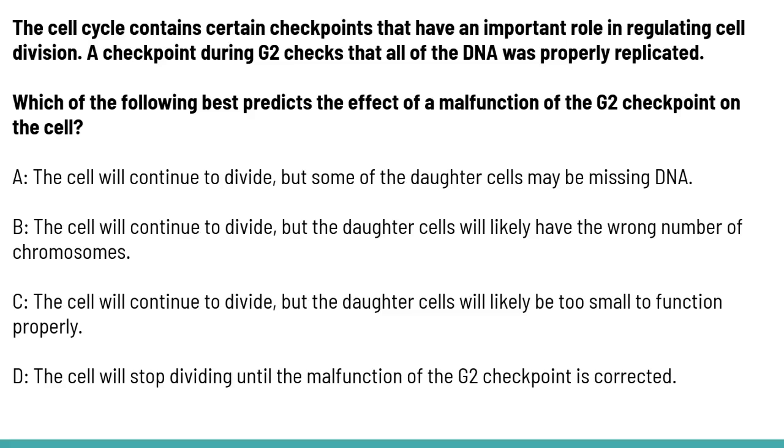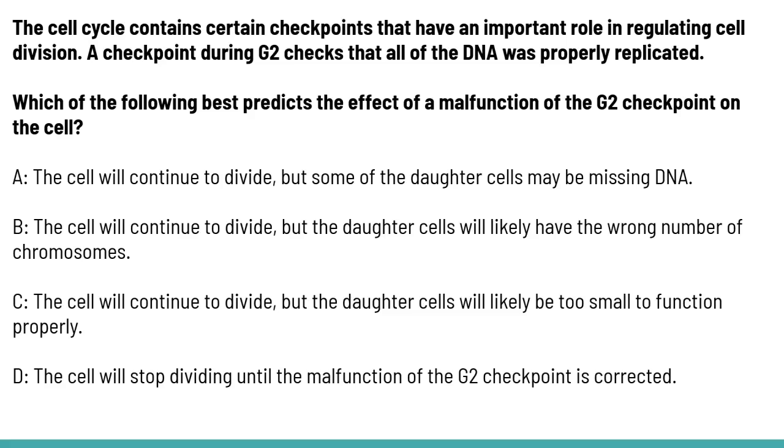This is a little bit of a tricky question. This is from College Board, but I want to go over this. The cell cycle contains certain checkpoints that have an important role in regulating cell division. A checkpoint during G2 checks that all of the DNA was properly replicated. Which of the following best predicts the effect of a malfunction, so it's not working, of the G2 checkpoint on the cell?